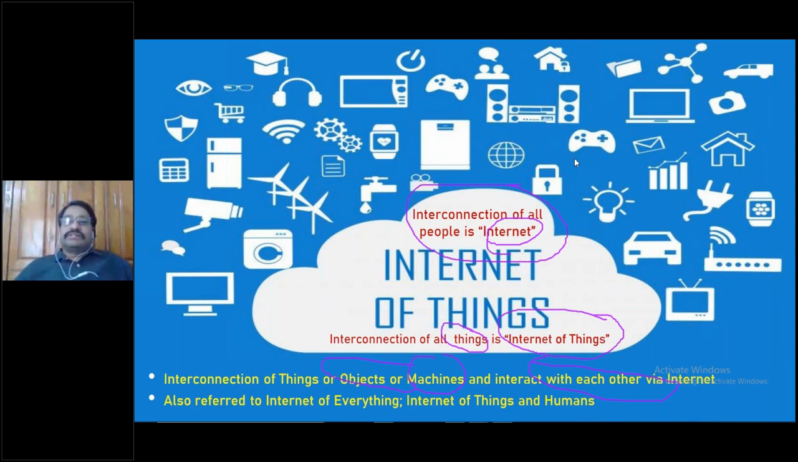People nowadays are talking about Internet of Things as Internet of Everything. They have started calling it Internet of Things and Humans, interconnecting things and humans from any place, anywhere.